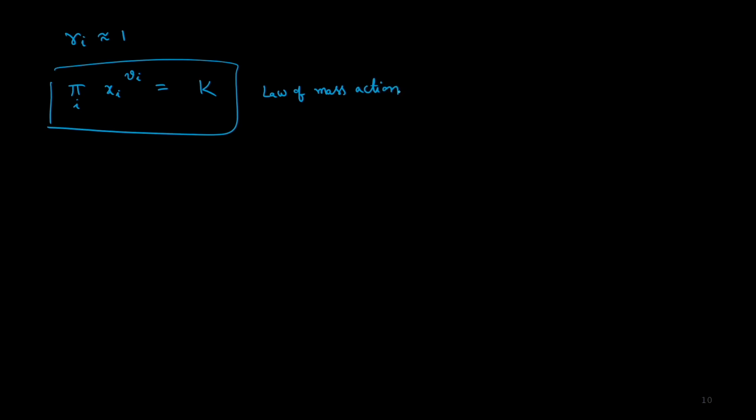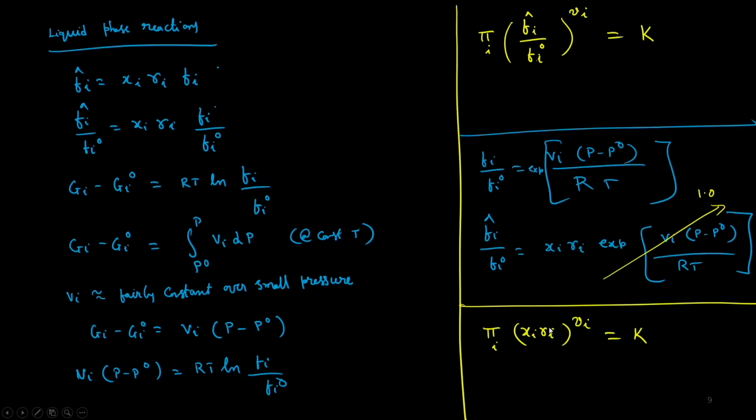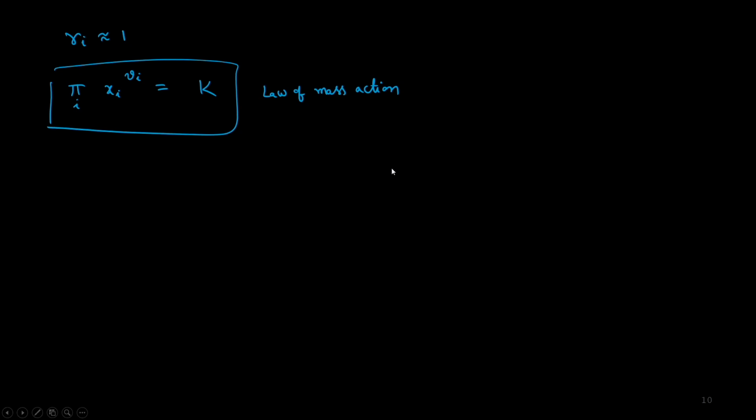If it is not 1, then we also have to include the activity coefficient and use the formulation here, which reads the product of the terms xi gamma i to the power nu i will be equal to K. But if the liquid mixture is ideal, then I can simply use the law of mass action to handle the particular scenario.